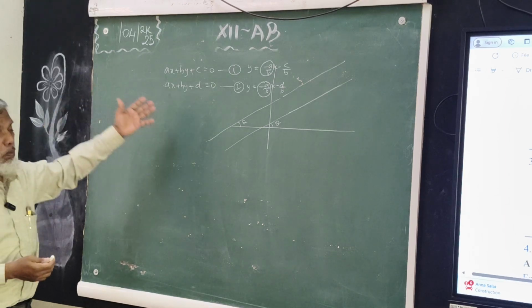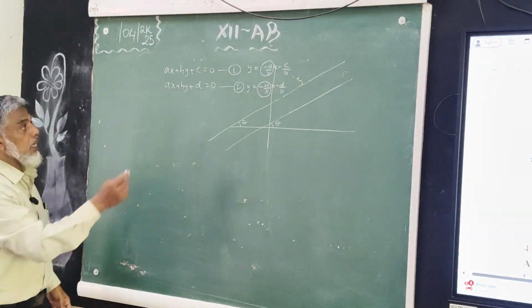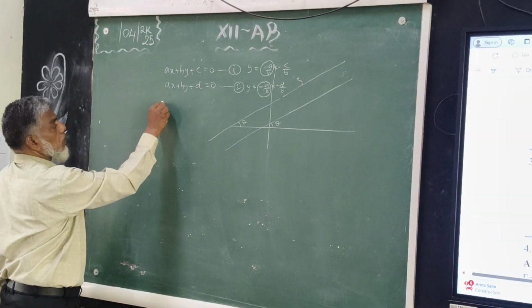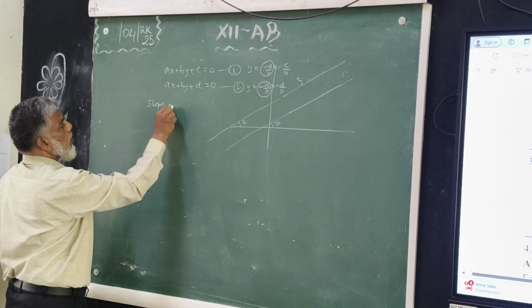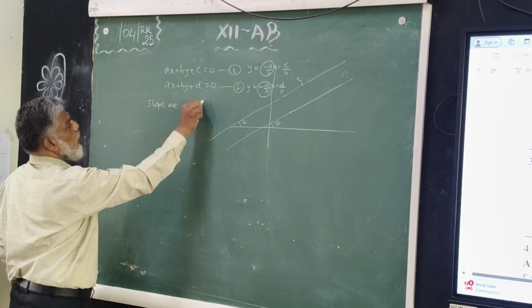Okay, next, when will it be perpendicular? So parallel means the slopes are equal. What slope?